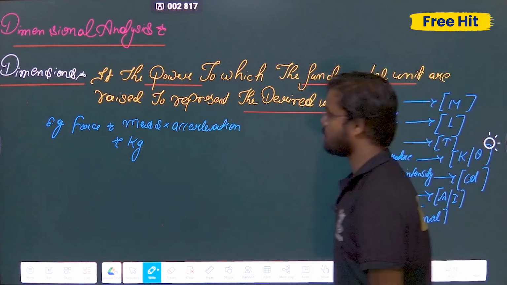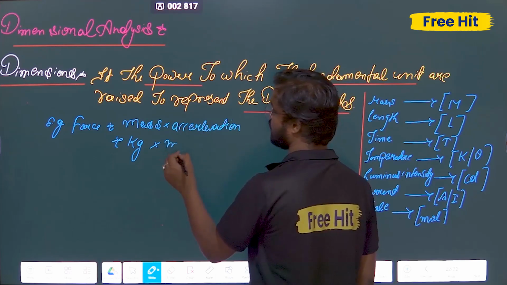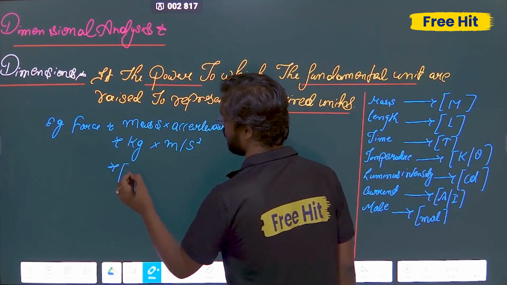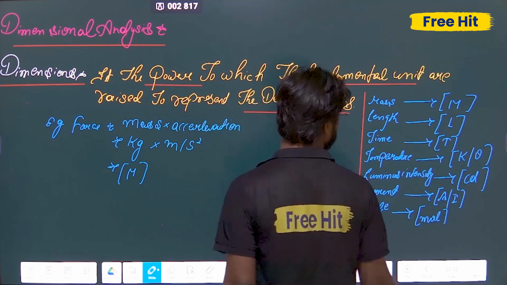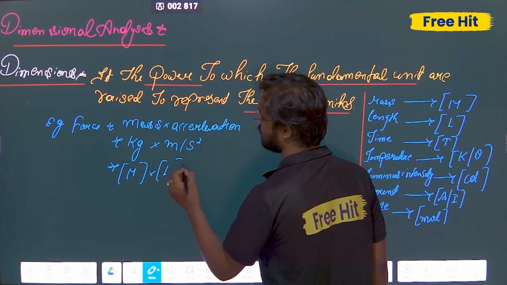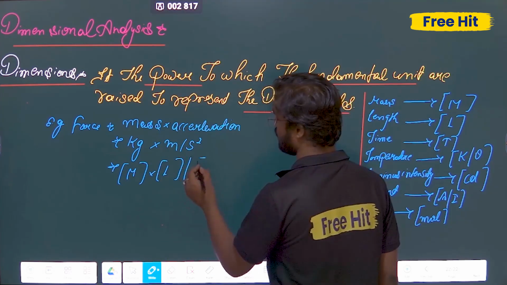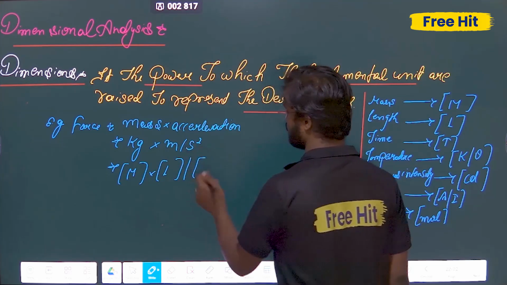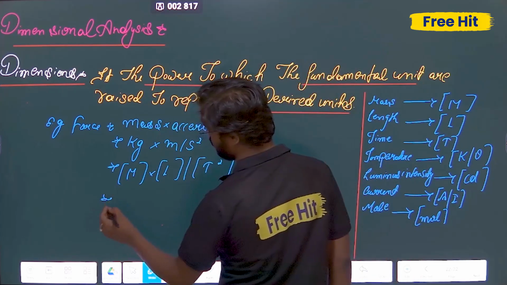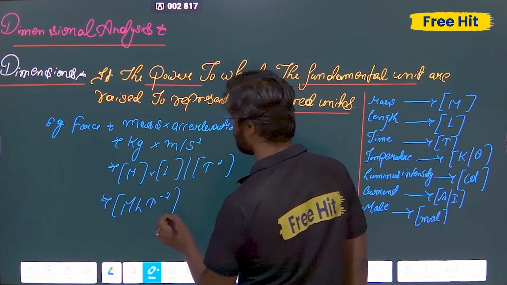So let's come here. Mass is kg, acceleration is meter per second square. So I can write it like this now. Mass is kg, that means M, into meter, which is length, divided by time, whose power is 2. Now write it in a proper manner. So it is M L T to the power minus 2, correct?